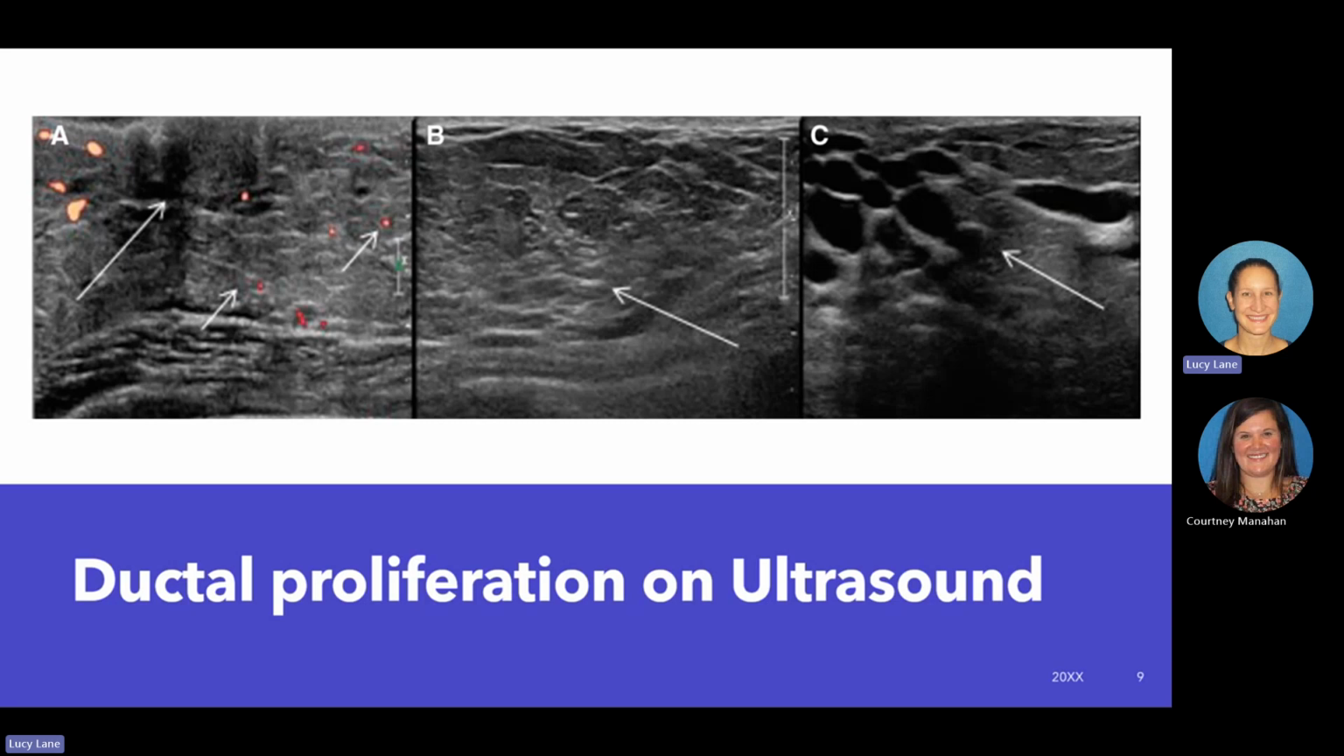In addition, on ultrasound, this is what we see naturally. So you get the proliferation of ducts into the tissue. You get a little bit more blood flow to the tissue. And then this last image here, you can see how the ducts are becoming dilated.